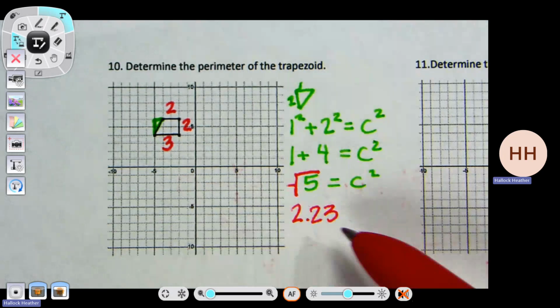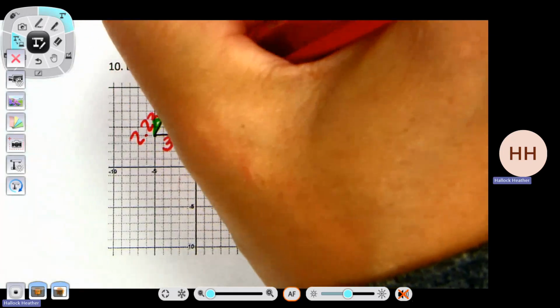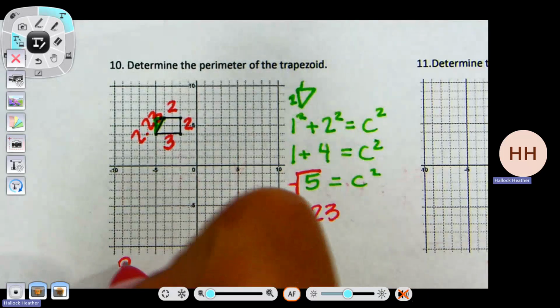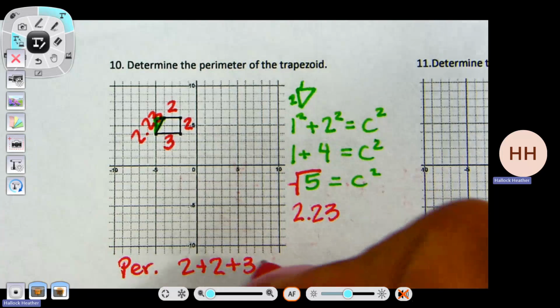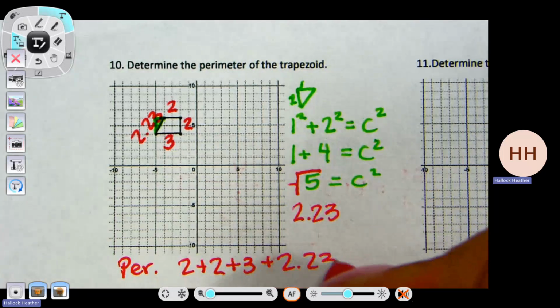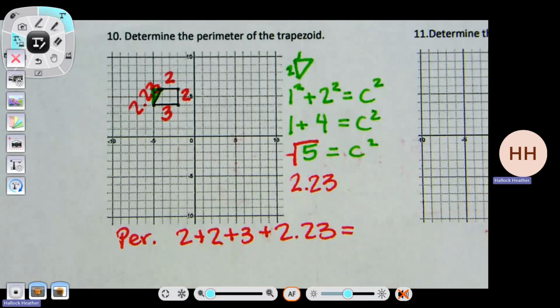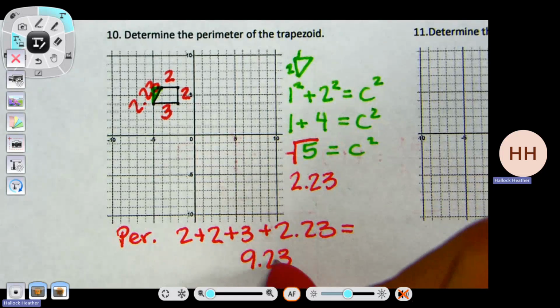Okay, so that is the distance of the diagonal. So this diagonal is 2.23. What do I do with all the numbers now? Add them up. So for perimeter, I do 2 plus 2 plus 3 plus 2.23 because that's a weirdo diagonal. So it's like 9.23, right? 9.23.